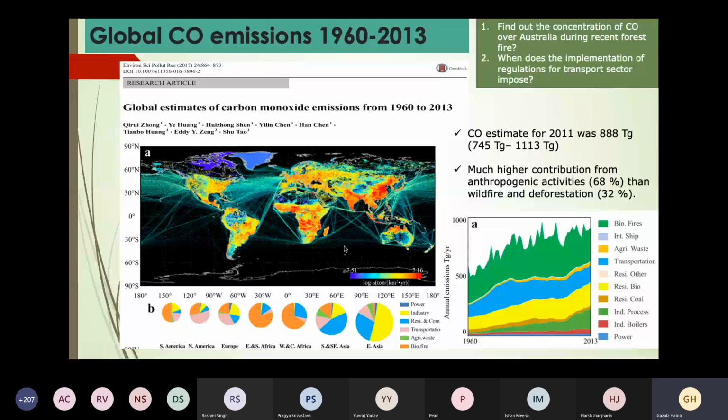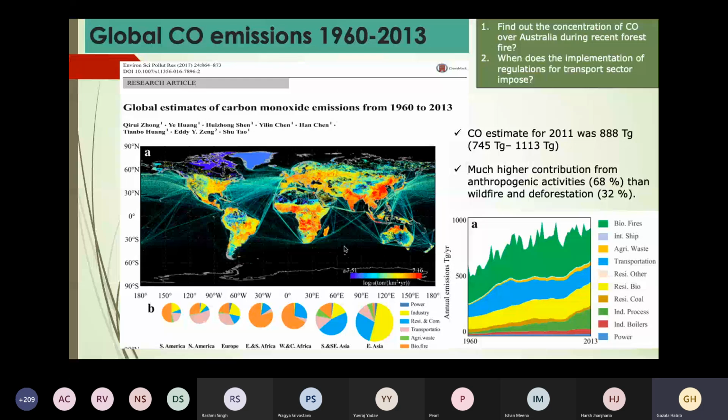Now, the global CO estimate was 888 teragram, and the value in brackets is the 95% confidence interval, which means the lowest estimate could be 745 and the highest could be 1130. As I said, anthropogenic activities are the major contributor, and 68% of total CO is emitted from anthropogenic sources, while wildfire and deforestation give just 32% of total CO.